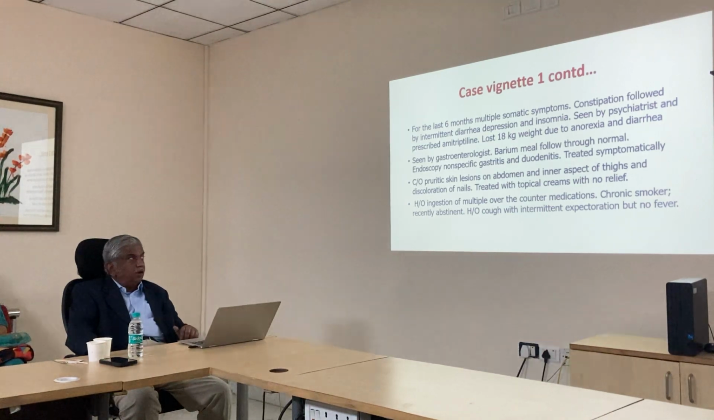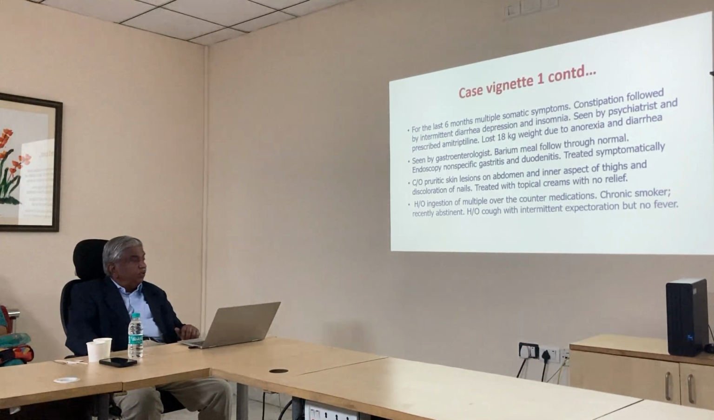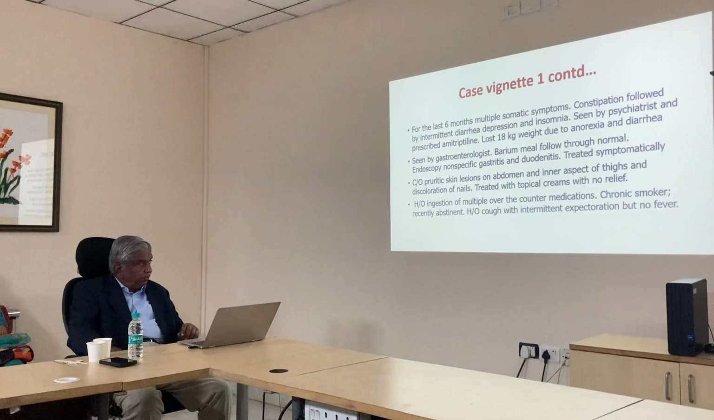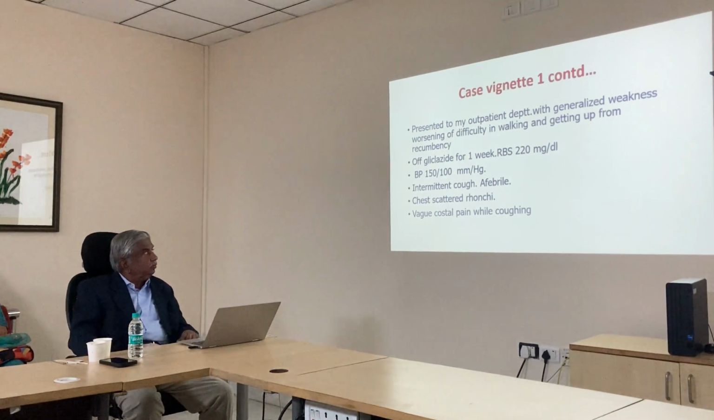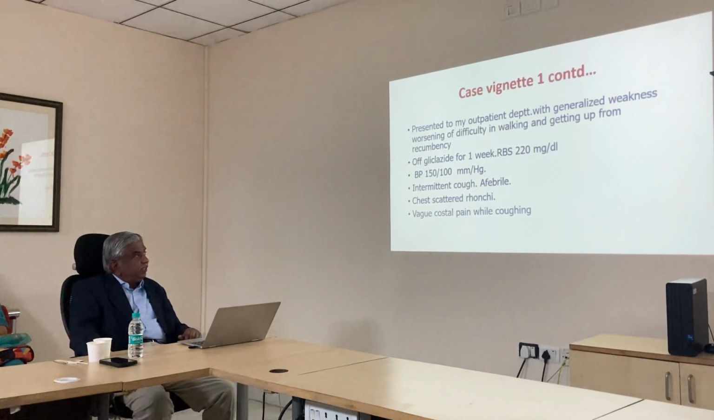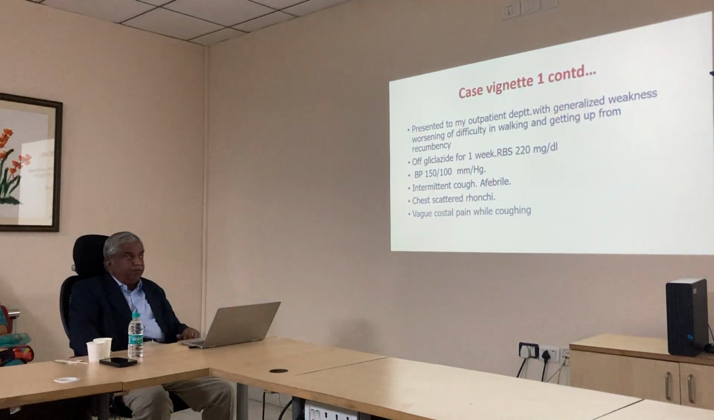Pruritic skin lesions on abdomen, inner aspect of thighs and discoloration of nails, treated with topical creams with no relief. Injection of multiple over-the-counter medications. We don't have clear history what exactly they were. Chronic smoker, recently abstinent. History of cough with intermittent expectoration but no fever. He presented to my outpatient with generalized weakness, worsening of difficulty in walking and getting up from recumbency.